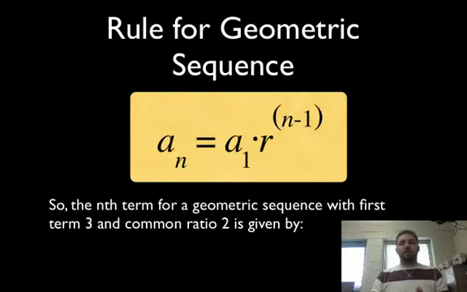Okay, rule for the geometric sequence. a sub n equals the first term, a sub 1, times r, which is our common ratio, raised to the n minus 1. Very similar notation to arithmetic. a sub 1 is the first term, a sub n is the nth term, n is just n, and r is the common ratio.